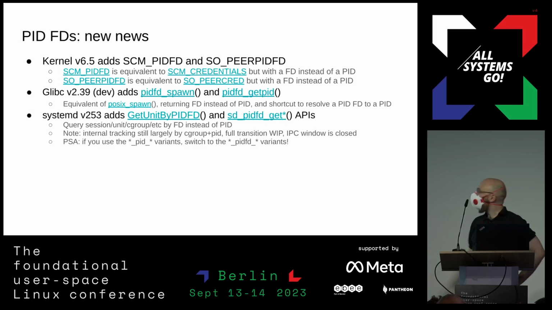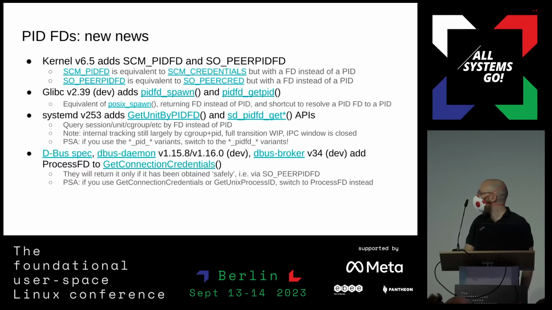Next, systemd 253, I've added a bunch of new APIs. So we had a bunch of get-something-by-PID or sd_pid_get functions or D-Bus calls. I've added the equivalent using PID FDs. So first, public service announcement. If you're using systemd GetUnitByPID or sd_pid_get, please switch over to the new APIs because they're safer and so on and so forth. The internal tracking in systemd is still done largely by PIDs, but Lennart has got some pull requests going on to start moving forward. But please start using the new APIs. They are safer and you can use them right now.